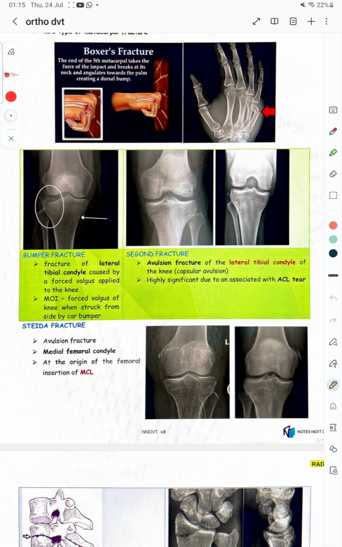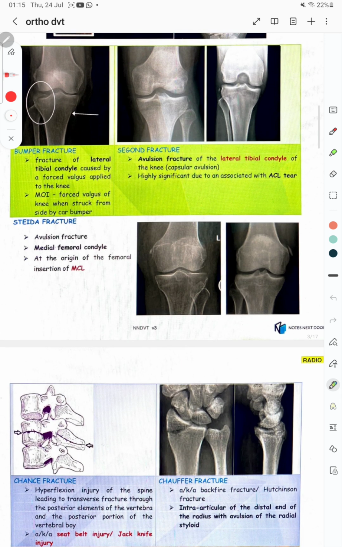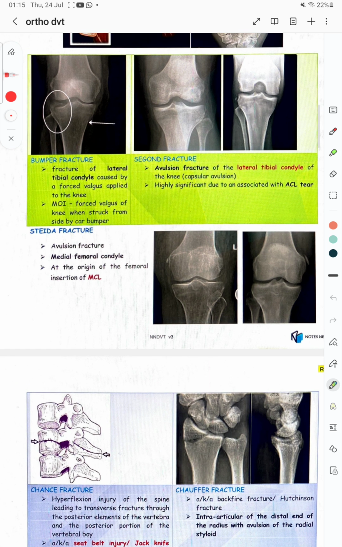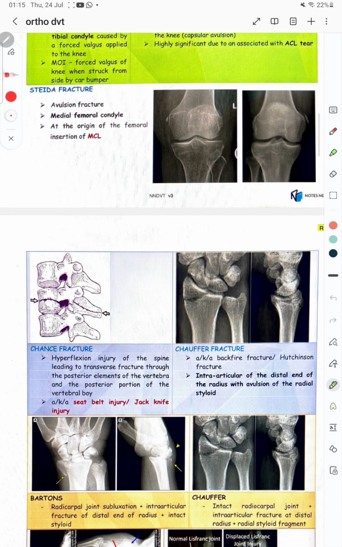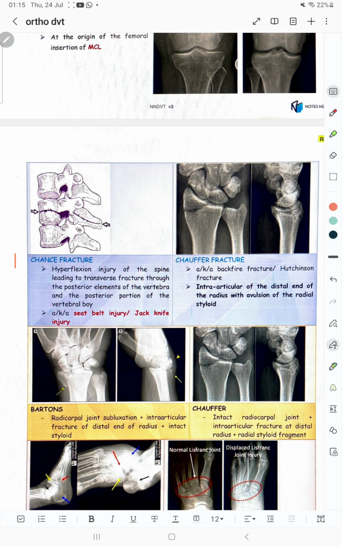Then we have Segond fracture, which is avulsion fracture of the lateral tibial condyle of the knee, highly significant due to its association with ACL tear. Stieda fracture, avulsion fracture of the medial femoral condyle at the origin of the femoral insertion of MCL. Then we have chance fracture and Schoffer's fracture.